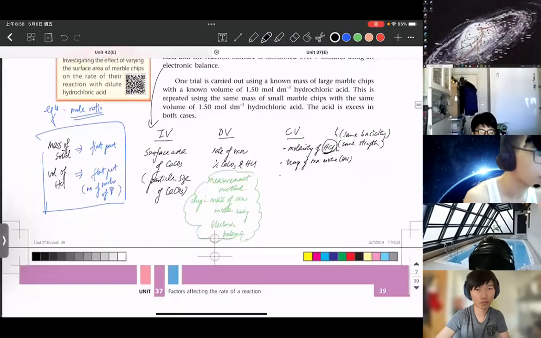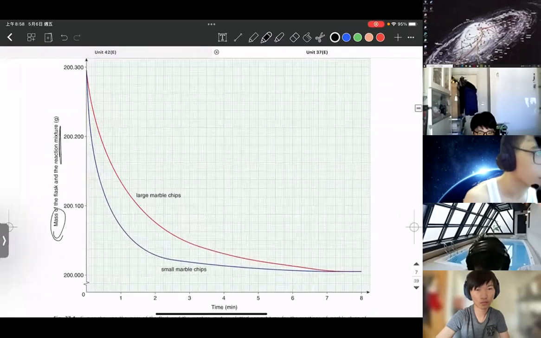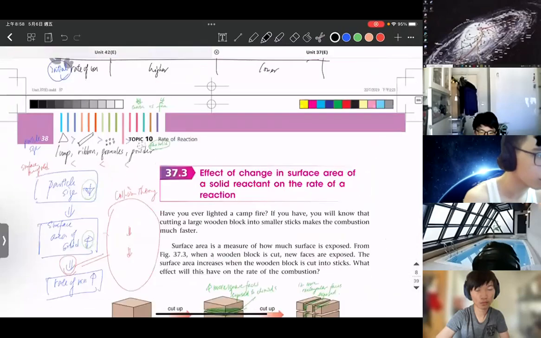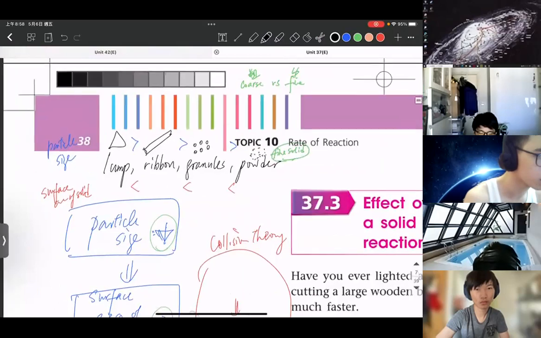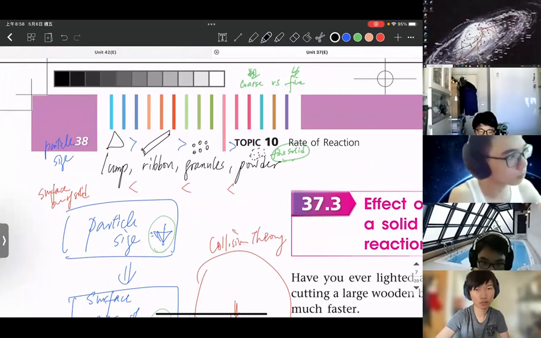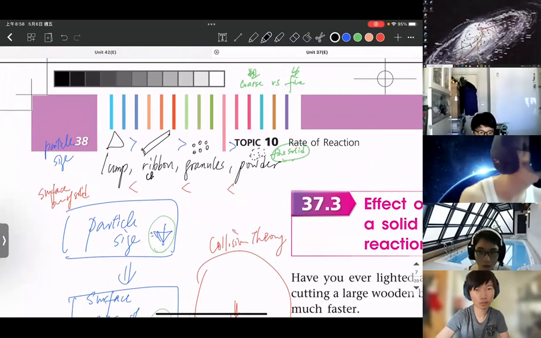Okay, so this is the variable table. Now, here comes one more term, chips. Where should it be placed in that order? Chips. A testing of English. After lumps, yeah. It seems like ribbon, isn't it, which is just thin sheets. So chips can also be put here.